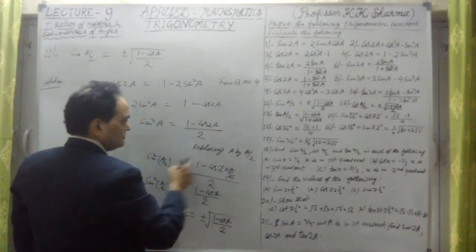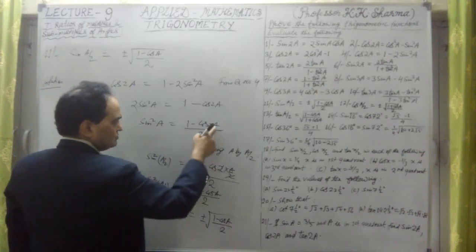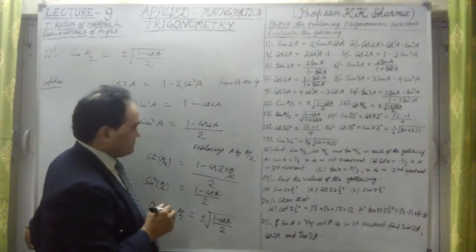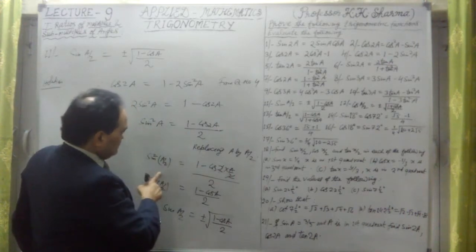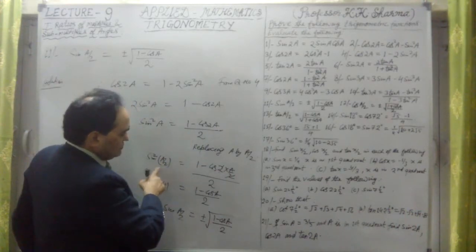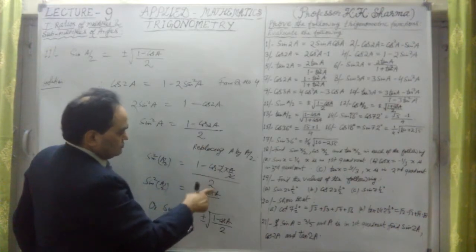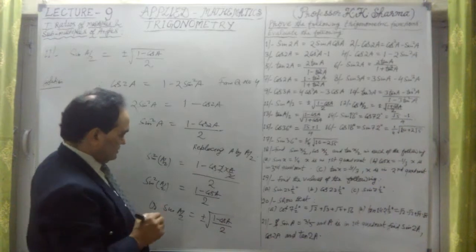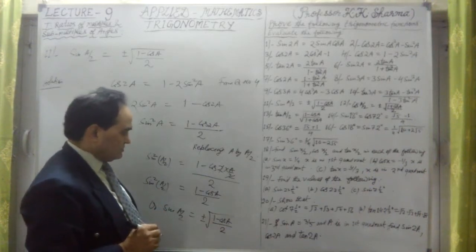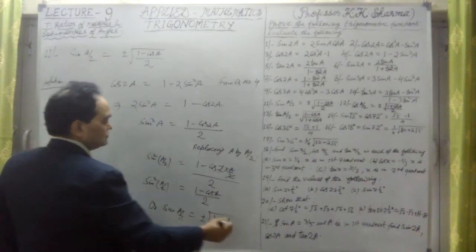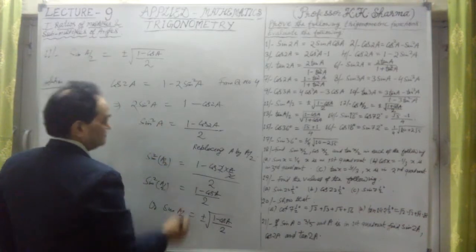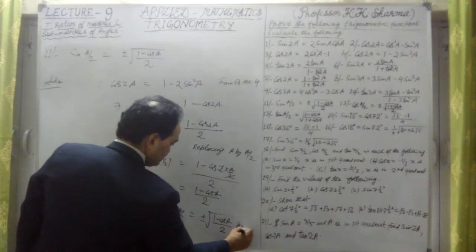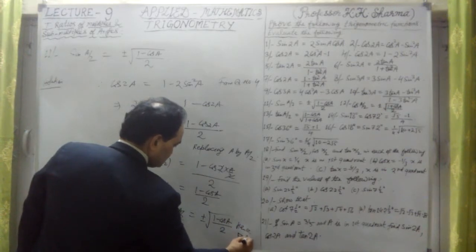So replacing now A by A by 2, if I put A by 2 in place of A, then the result will come out as this: sine square A by 2 equal to (1 minus cos A) upon 2. Then taking square root on both sides, sine A by 2 is equal to plus minus under root (1 minus cos A) upon 2. So this is the result here. Question number 11, hence proved.